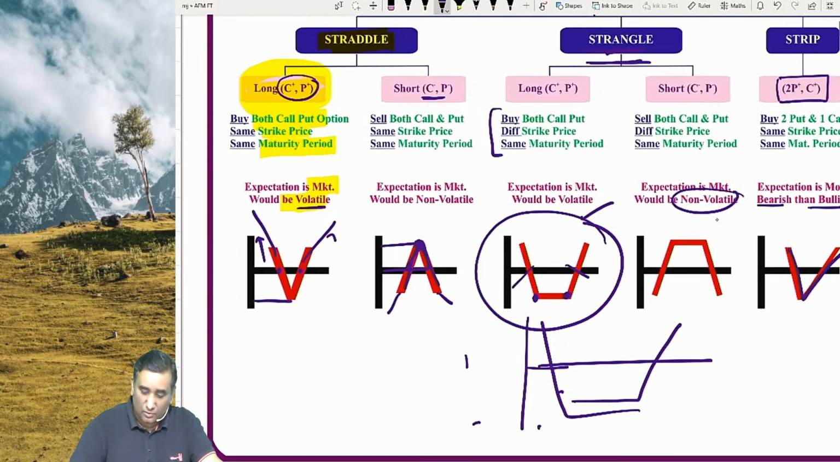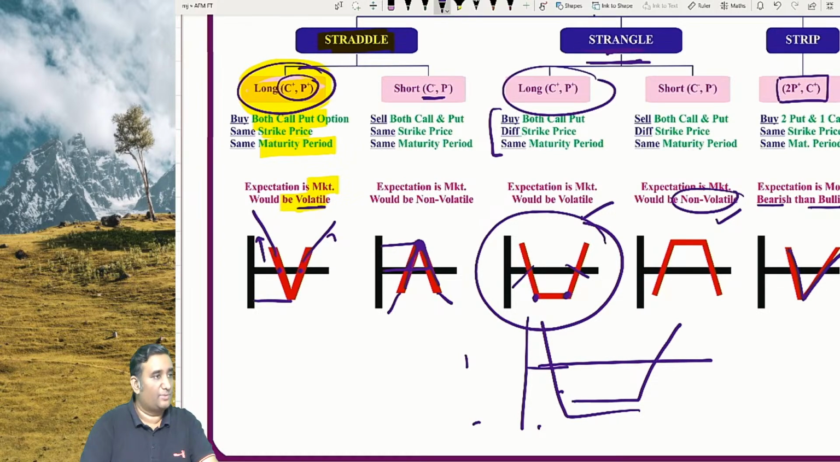And the writer will be non-volatile, with different strike prices. So why does he take the same and different strike prices? Because the premium cost differs. If I take the same strike price, the premium cost will be different. If I take different strike prices, the premium cost would be different. Some people have a habit of making these strategies based on the same strike price or on different strike prices. The basic purpose is call and put only.